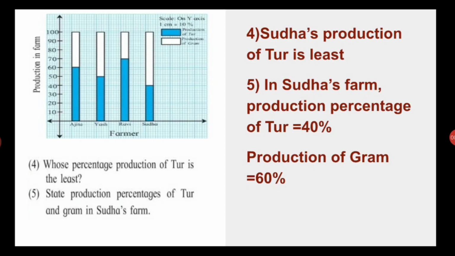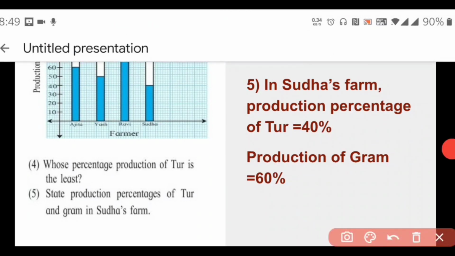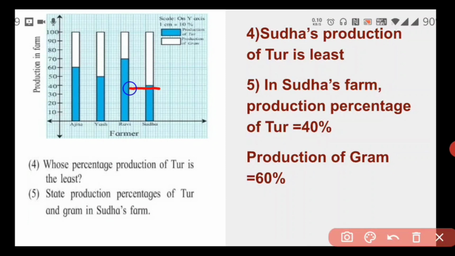Question number 4: whose percentage production of tur is the least? The least means minimum, smallest. Tur production is shown by the blue color. So in whose bar is the blue part the smallest? As we can see, in Sudha's bar it is the smallest one. Sudha's bar reaches only till 40, and all the remaining ones are bigger. So in Sudha's farm the tur production is least. The answer we have to write is: Sudha's production of tur is least. In this way write the answer.